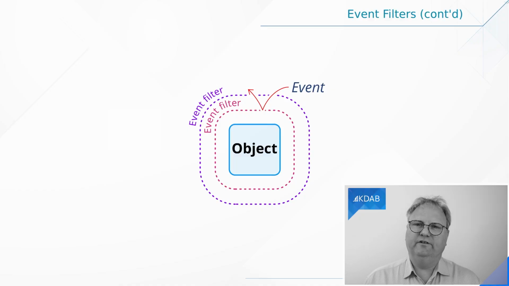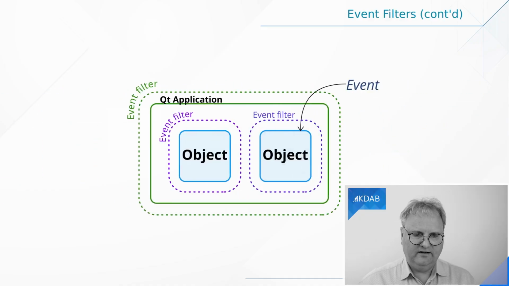You install event filters on objects by simply calling install event filter, giving it an event filter as an argument, and then that is an event filter on that object. There is one special object in our system that, if you install an event filter on that, it will sit around all the objects, and that is our Qt application. It says Qt application here, but it's really the QApplication object, or even the QCoreApplication instance that it's sitting around. If you install an event filter on that, then every single event going to any object in your system will go through that.